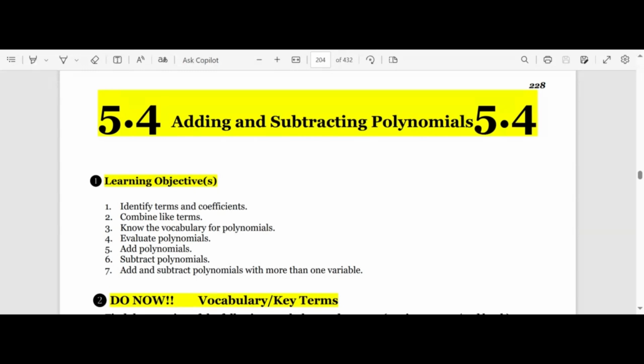Let's start. Ready? 5.4 adding and subtracting polynomials.